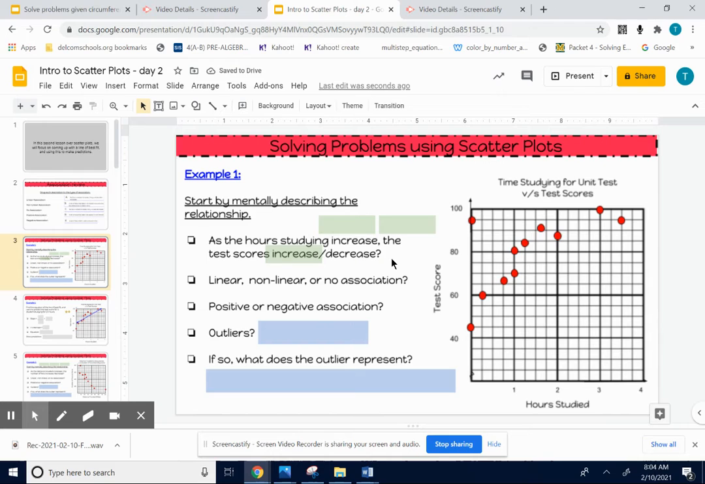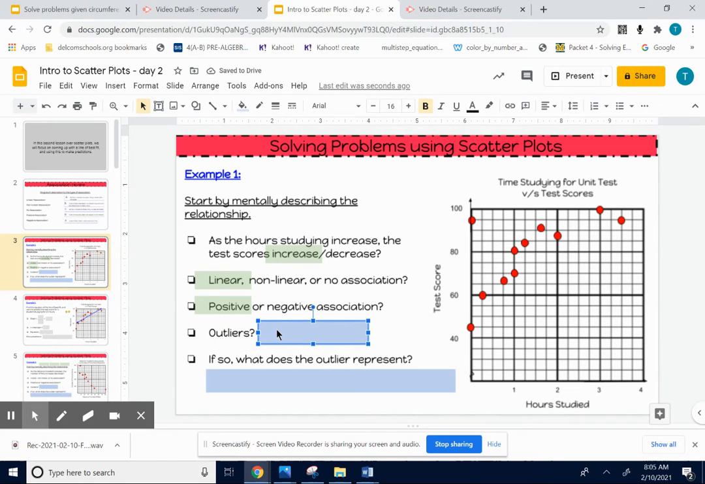What kind of association is it? Is it linear, nonlinear, or none at all? Well, it's linear because the points kind of hover around a line. Is it a positive or negative association? Remember, as the x-axis increases, if the points are going up, that means it's a positive association. If the points were going down from left to right, it would be negative. But the points are going up, so that's positive.